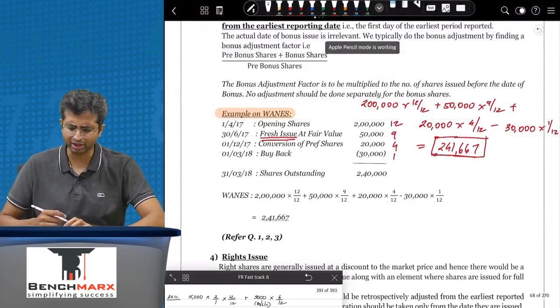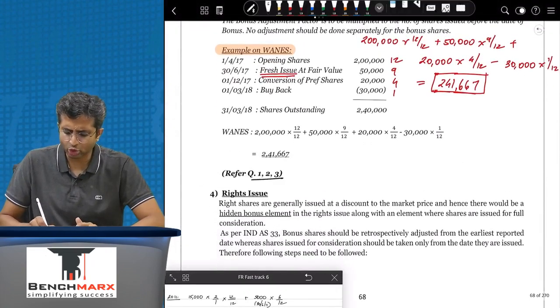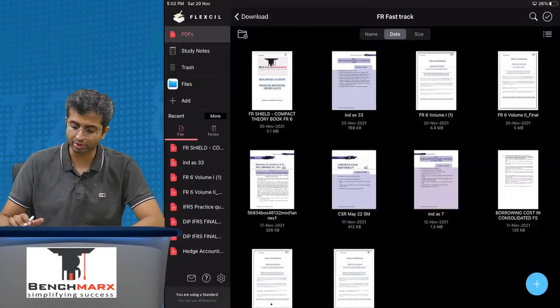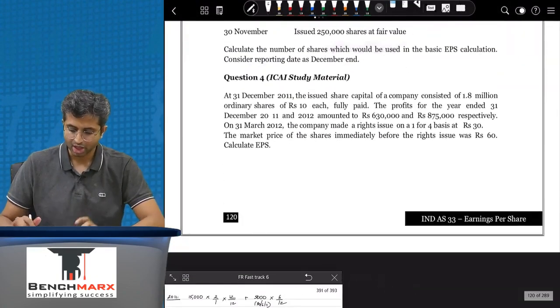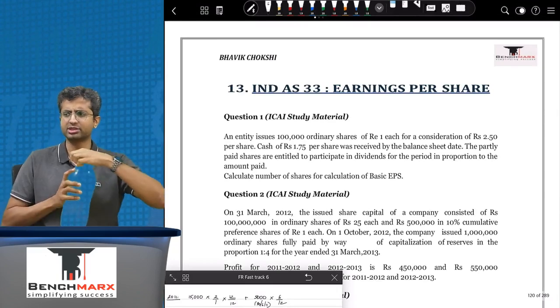We'll understand this better with the help of an example. So we'll go to questions 1, 2 and 3. Go to your volume number 1, please, on page number 120. Let us go through these questions.